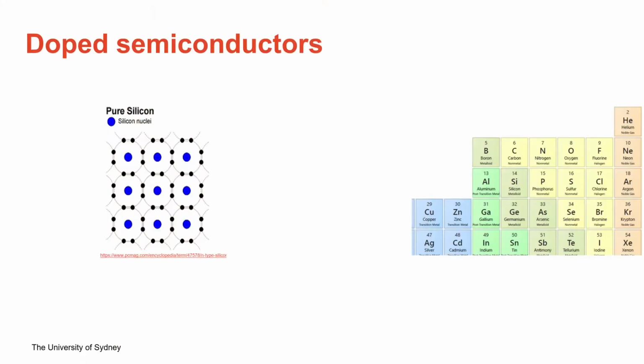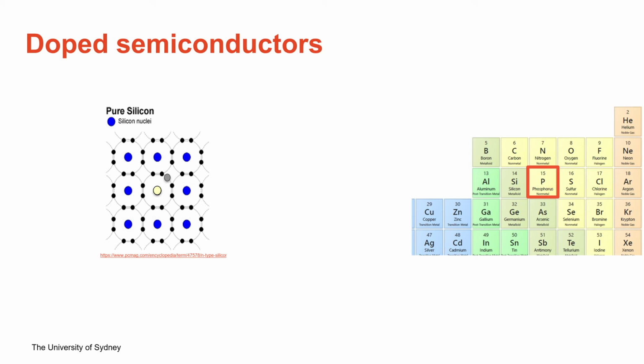Take a crystal of pure silicon, depicted here on the left with blue nuclei and in black the electrons. Silicon is element 14, and in the table of elements it is surrounded by phosphorus and aluminium. Silicon has 4 valence electrons, and so in the crystal they are all shared between each other. Now replace one silicon atom with a phosphorus atom right next to it. The phosphorus atom has one more valence electron. It has 5 valence electrons.